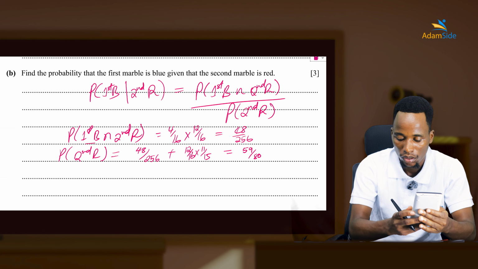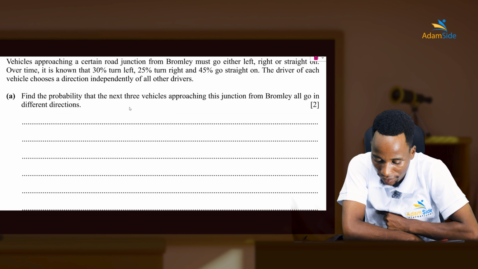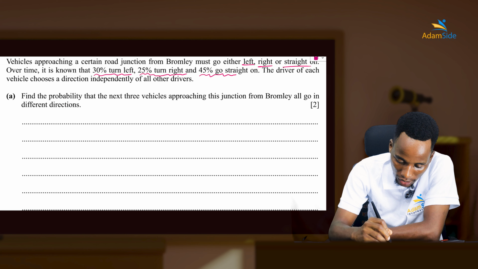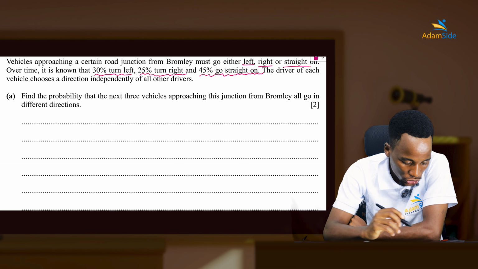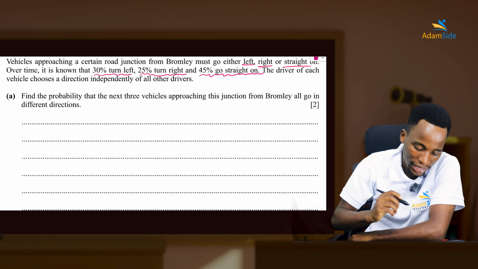Now question 4. It says a vehicle approaching a certain road junction from Bromley must go either left, right, or straight on. Over time, it's known that 30% turn left, 25% turn right, and 45% go straight on. The driver of each vehicle chooses a direction independent of all other drivers.